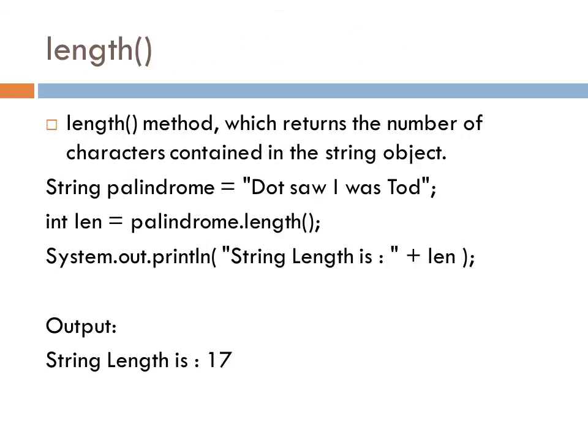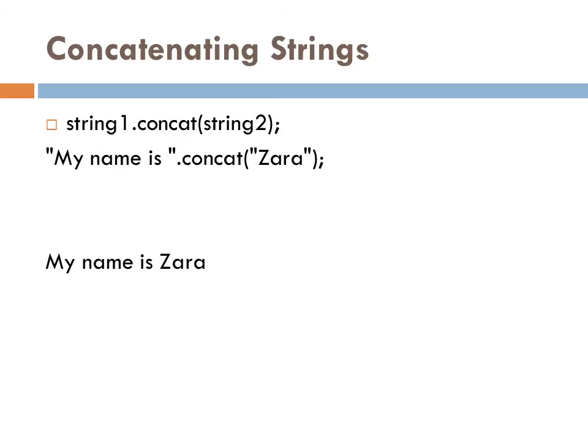Length. In order to know how many characters are there in a particular string, we can use the length method like this: int length = palindrome.length(). Concatenating two strings. In order to concatenate two strings, we can use the concat method, or we can use the plus operator to concatenate the two strings.